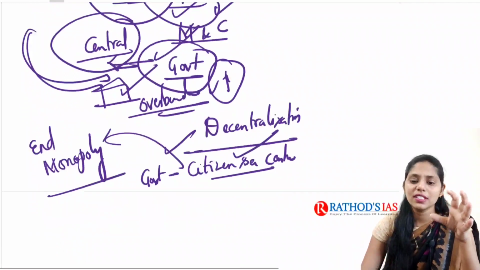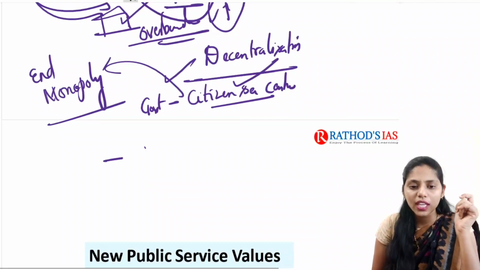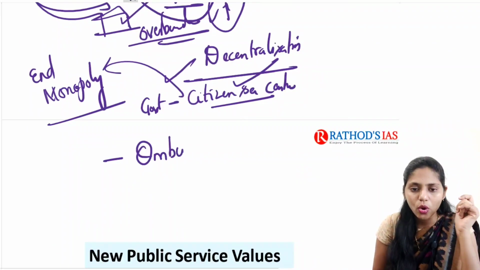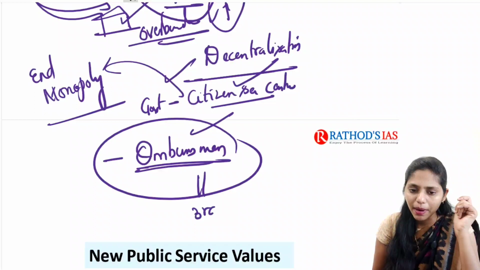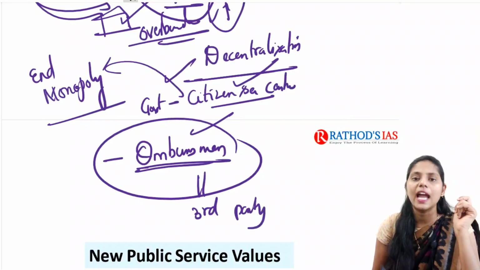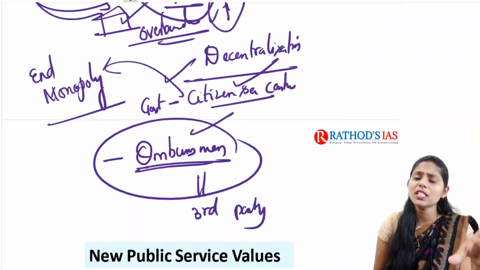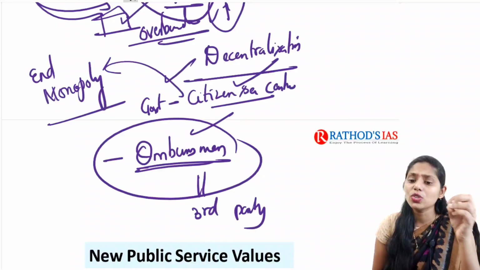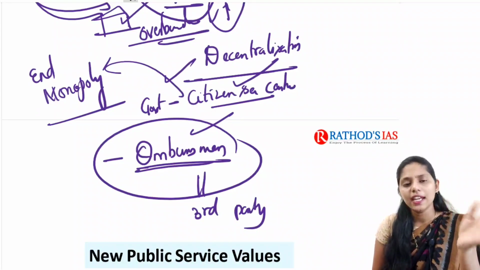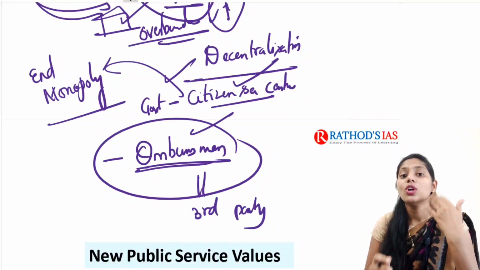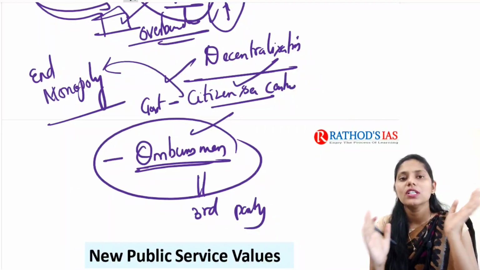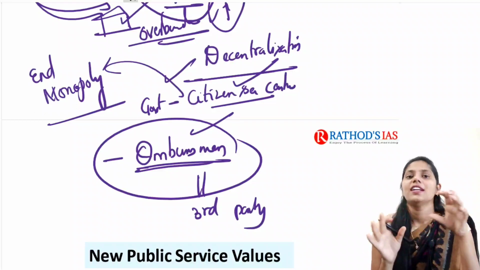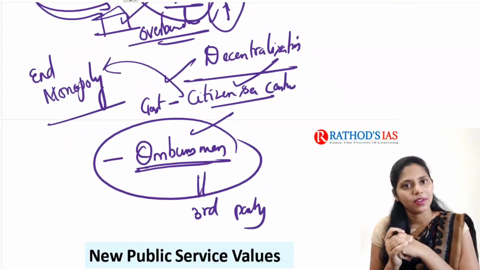Apart from the citizen service center, we are also coming up with the setting up of the ombudsman. It is nothing but a third party adjudication agency, mainly given power to citizens to question the government now. Okay, so this is about the second thing, that is, traditional values that lost relevance.